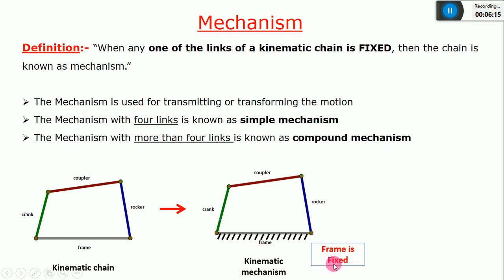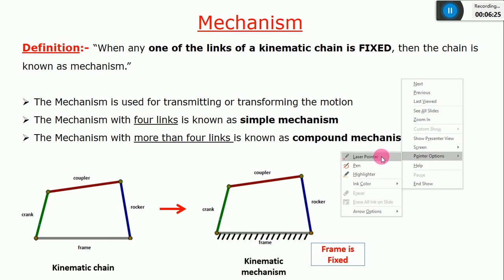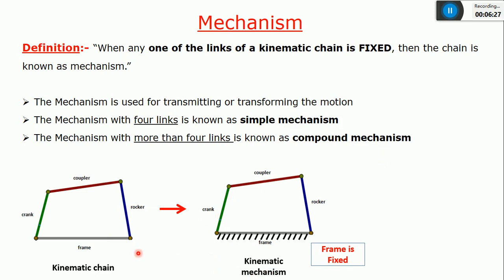Frame is fixed. Then, as I said, when you're going to convert a kinematic chain into a kinematic mechanism, there's one more word called inversions. I'll discuss that topic, which comes between a kinematic chain and a kinematic mechanism. So this is also a mechanism in which a link is fixed.